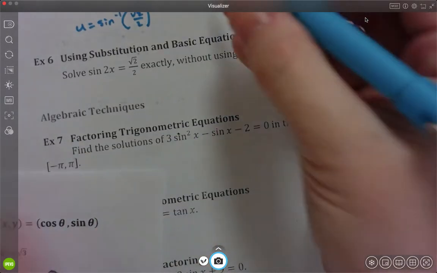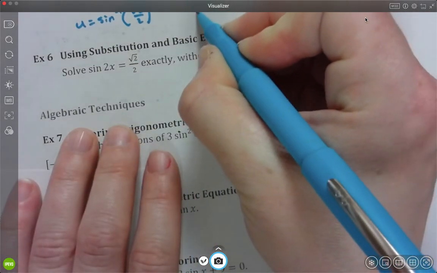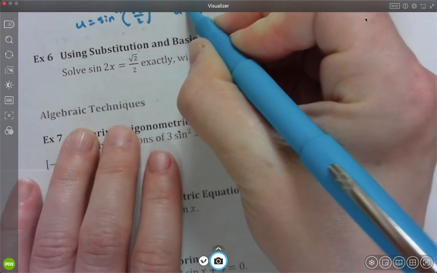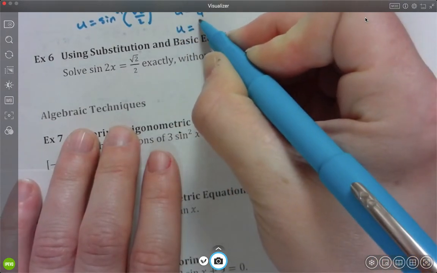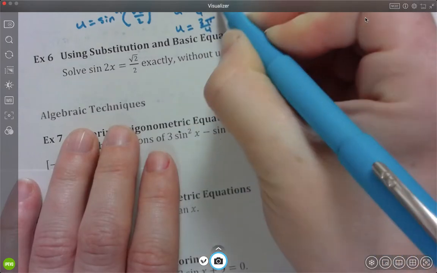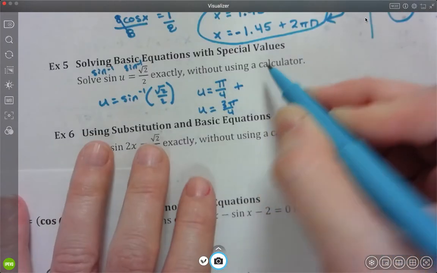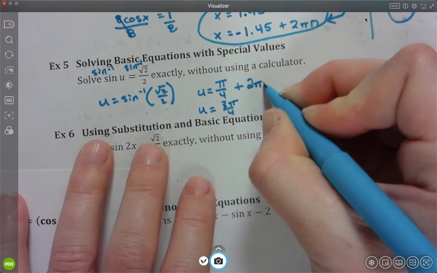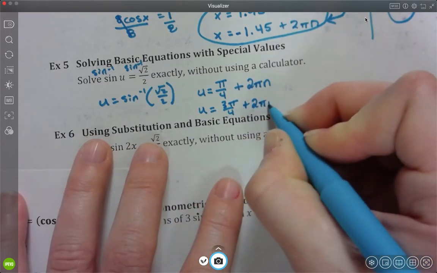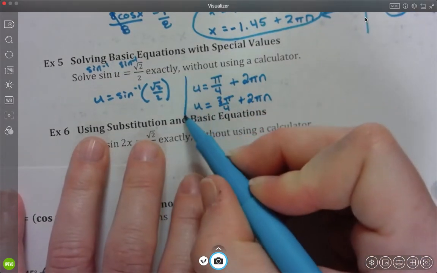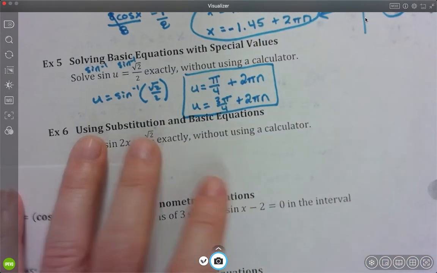And in that case, let's see, I'll write this down. U equals pi over 4, U equals 3 pi over 4, okay? I want to make sure I still put plus 2 pi n on each one, plus 2 pi n on that one, okay? And those are going to give me my two sets of solutions.